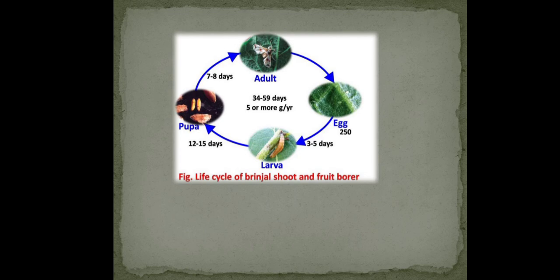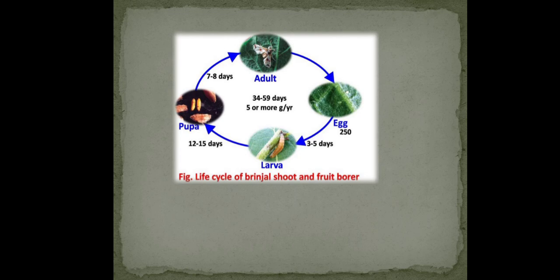The larva is parasitized, and then it goes into the pupal condition for about 12 to 15 days. Then in 7 to 8 days the pupae are converted into the adult moth.